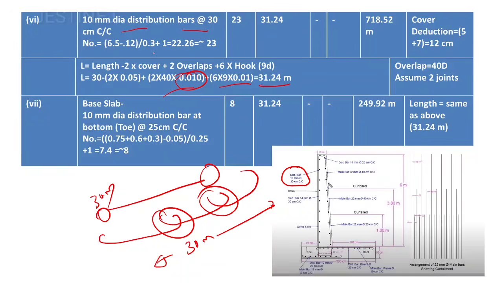And the total numbers you can calculate by using 6.5 as the total length, and you have to reduce the top cover and the bottom cover, and you will get 12 centimeter or 0.12 meter, and divided by the center to center spacing, that is 0.3, plus 1, you will get 23. Multiply 23 with this value, you will get 718.52 meter.